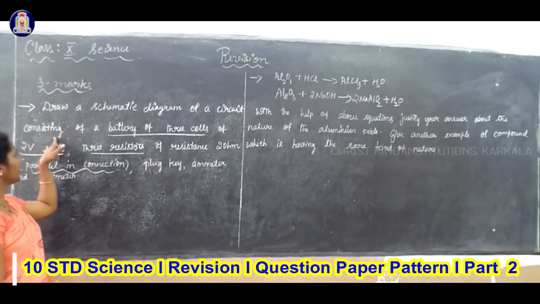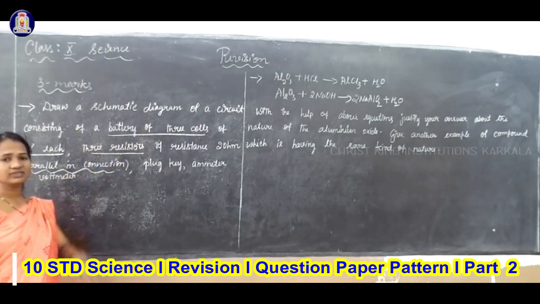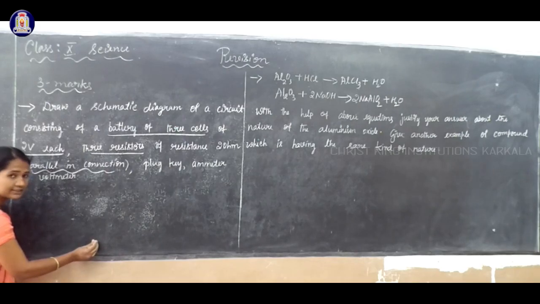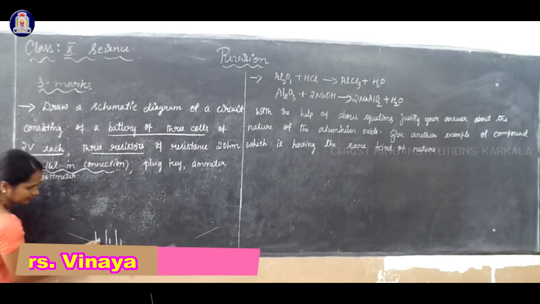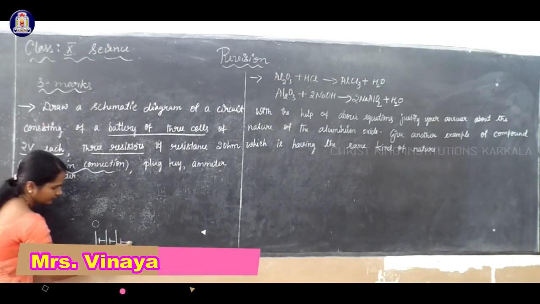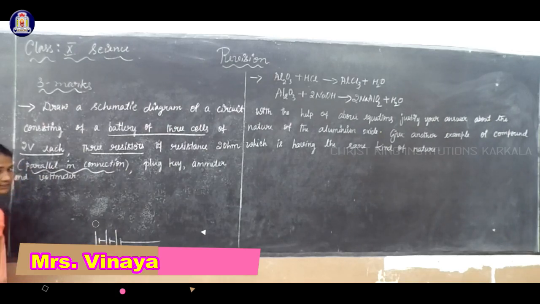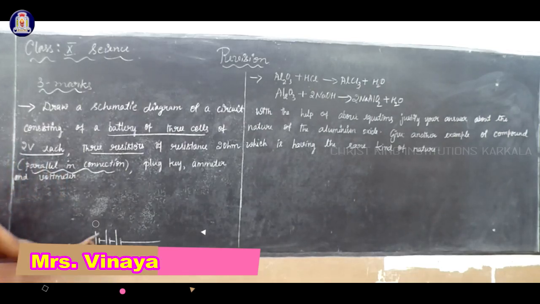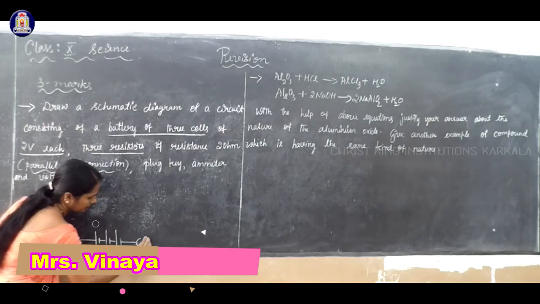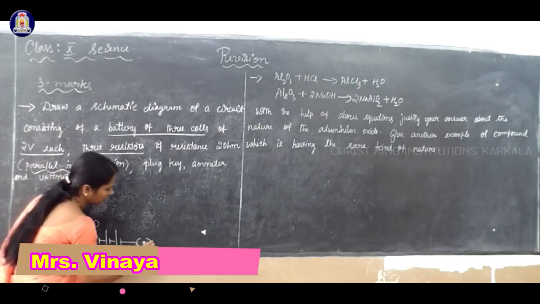So, first you draw the battery consisting of 3 cells. This is one cell, second cell, third cell. Connect this. One cell, two cell, three cell, 2 volt each. 2 volt, 4 volt, 6 volt. Together it has 6 volt. Each cell 2 volt, 3 cells 6 volt. It is connected to a plug key. Connect a plug key. Ammeter.